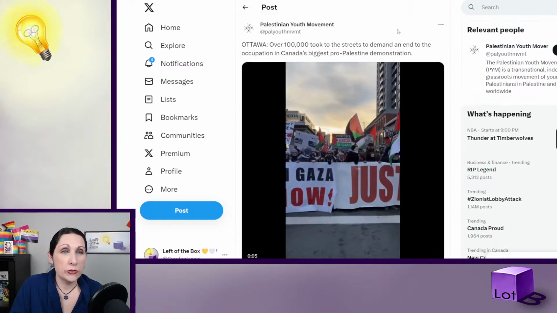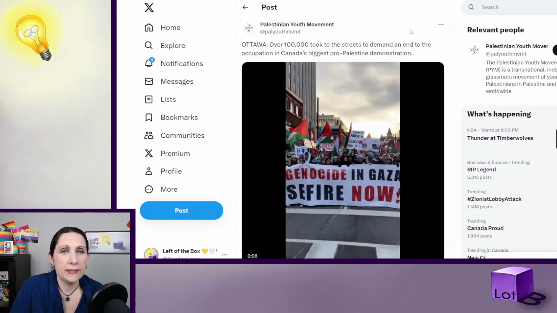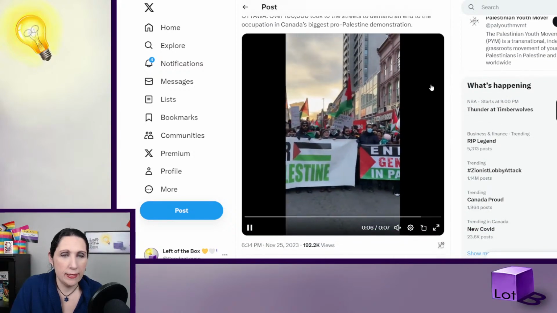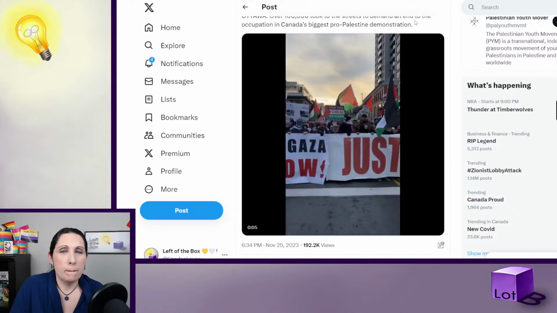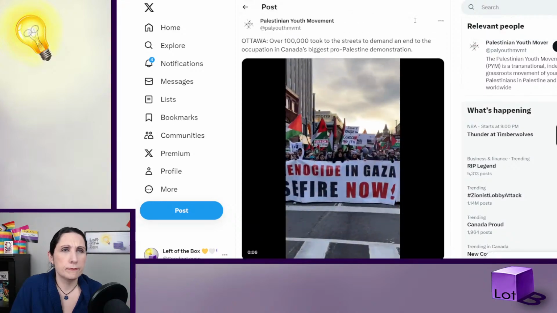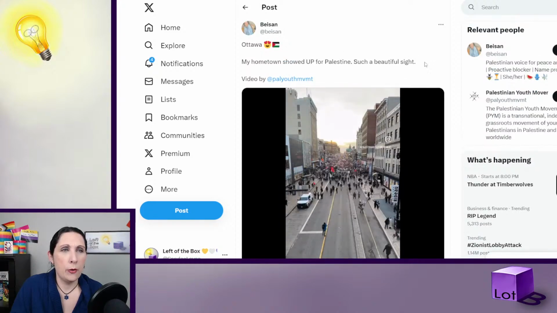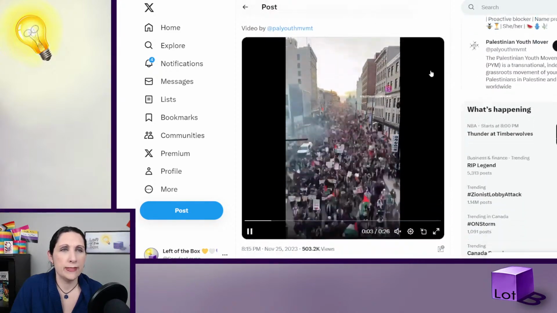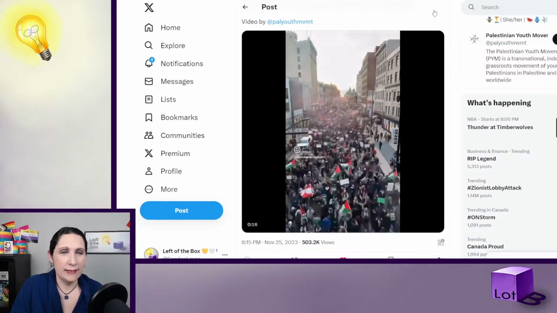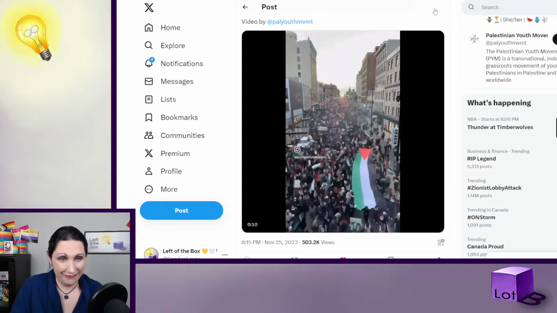Ottawa, over 100,000 took to the streets to demand an end to the occupation in Canada's biggest pro-Palestinian demonstration. Hell yeah. November 25th. I wish I lived closer to Ottawa. If I ever had to move from this city, I'd like Hamilton or Ottawa, I think. But there's better pictures of this. Look at this. So from Beeson, my hometown, showed up for Palestine. Such a beautiful sight. Look at all those people. All those flags. That is awesome. That is so awesome.